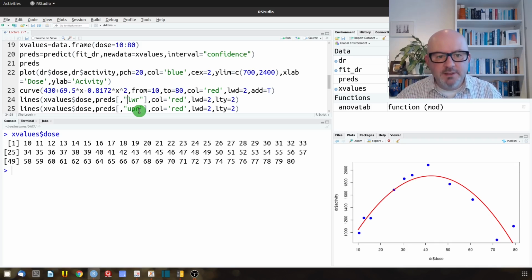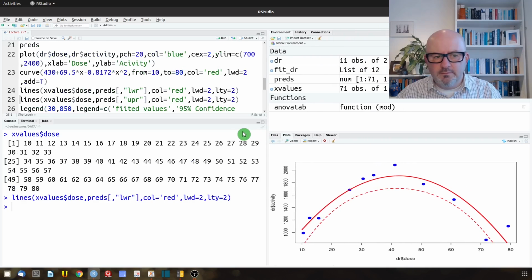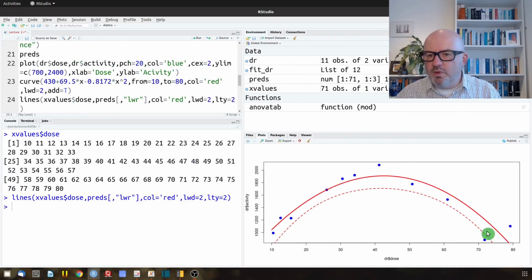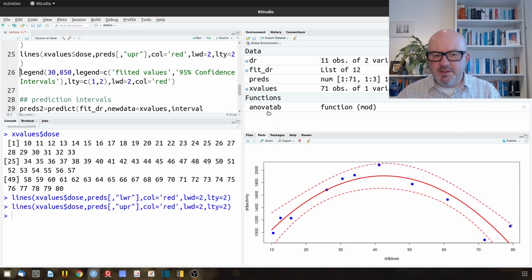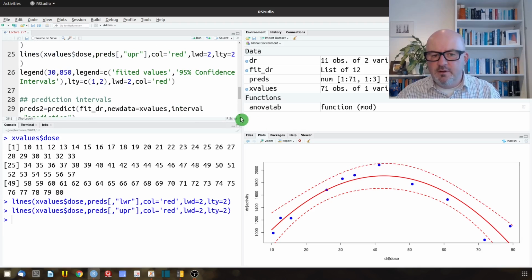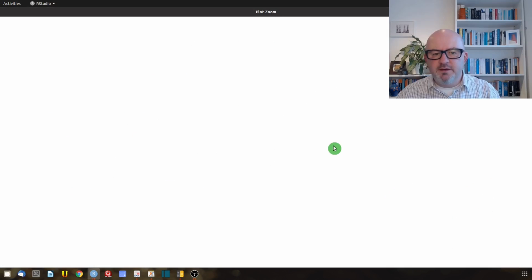And this is going to be red, and I'm plotting it as a dashed line. Line width is 2, which makes it reasonably thick so we can see it, and line type equals 2 makes it a dashed line. Let's have a look at this. So these are the point-wise lower confidence limits for the predicted values centered on the solid red line. And then I can do the same thing for the upper confidence limits, and I get a nice visual representation of the 95% confidence interval. So there it is.